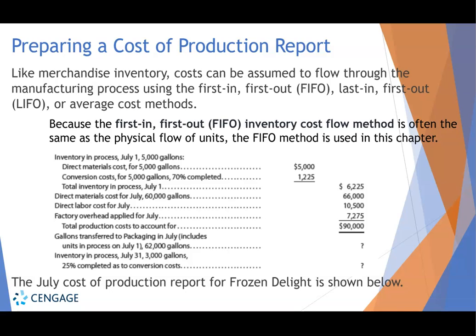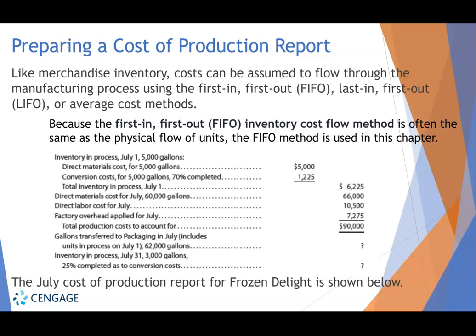So here you see the direct material costs for the 5,000 gallons, the conversion costs for those gallons that were 70% completed. Actually, I should say, they were 70% completed at the beginning of the month. So they have to finish the 30% of what needs to make them completed.